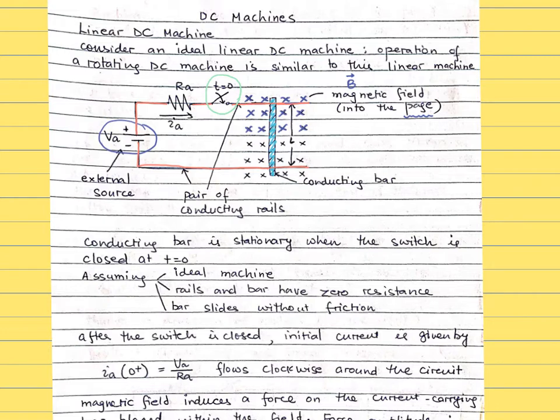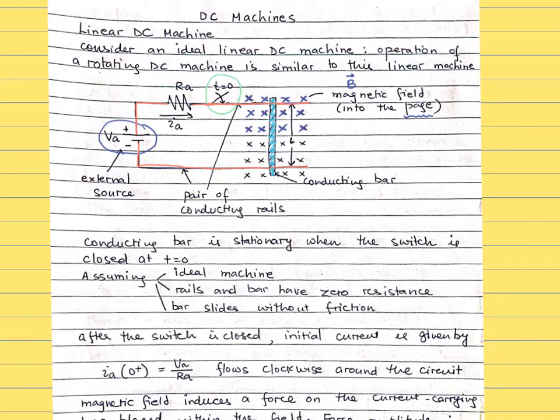Even when we just close the switch at t equals to 0, the bar is stationary. So a few assumptions: it's an ideal machine. The conducting rails and the bar have 0 resistance and there's no friction. So as soon as we close the switch at t equals to 0, this is how the situation will look.